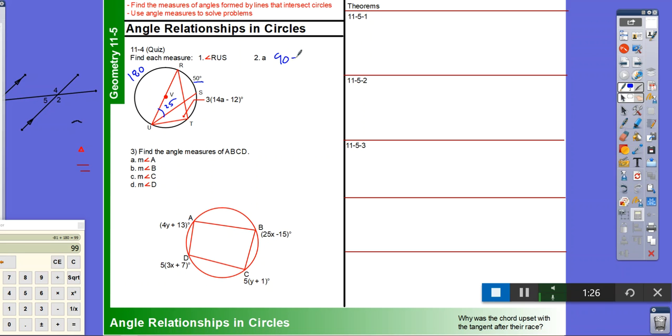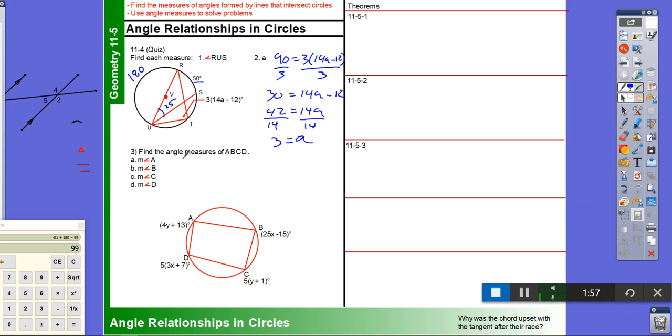All right, and we're to find A. Well, we know 90 is equal to 3 times 14A minus 12. Divide by 3, divide by 3. So I get 30 is equal to 14A minus 12. I add 12 to both sides, so I get 42 is equal to 14A. Divide by 14, divide by 14, and I get 3 is equal to A.